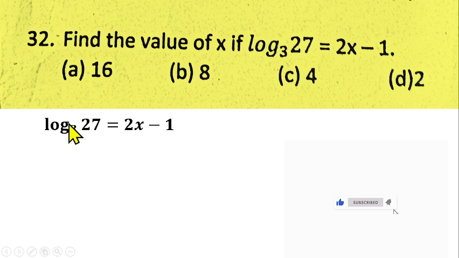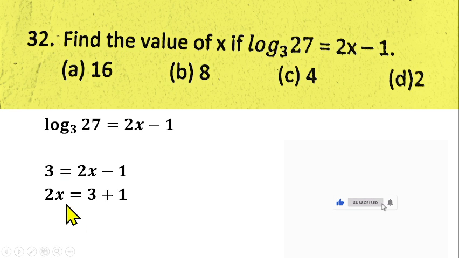If you understand logarithm very well, you know that log 27 base 3 is saying how many times can you raise 3 to get 27, and that should give us 3. So log 27 base 3 is 3. That means we have 3 is equal to 2x minus 1. Collect like terms, you have 2x is equals to 3 plus 1. So 2x is equals to 4. Divide both sides by 2, x will be equals to 2, which is option D.